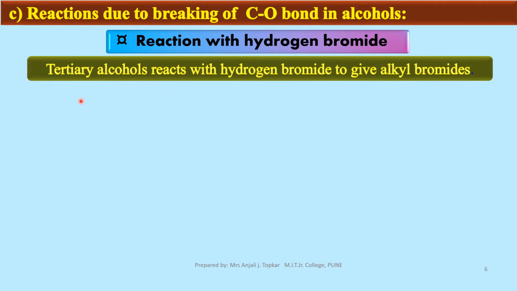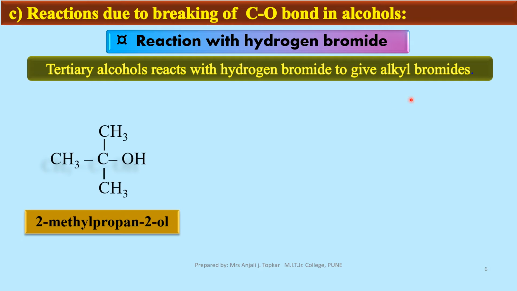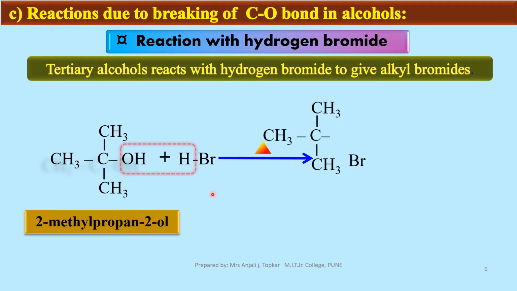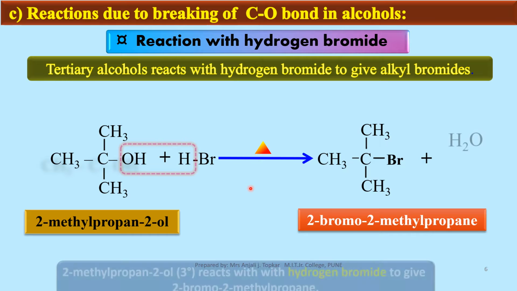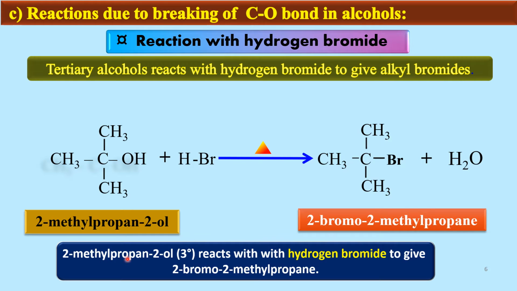Let's see the reaction with tertiary alcohols. Tertiary alcohols react with hydrogen bromide to give alkyl bromides. 2-methylpropan-2-ol is a tertiary alcohol. When it is treated with HBr, it gives tertiary alkyl halide, that is 2-bromo-2-methylpropane, plus a water molecule is removed. The tertiary alcohol 2-methylpropan-2-ol reacts with hydrogen bromide to give 2-bromo-2-methylpropane.